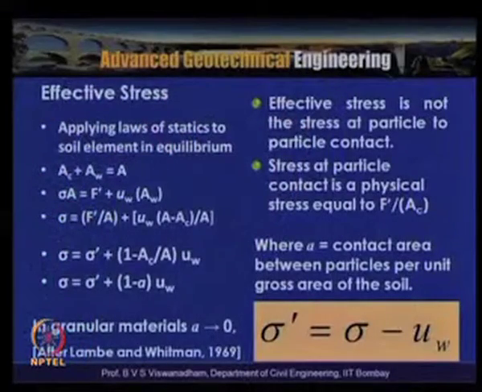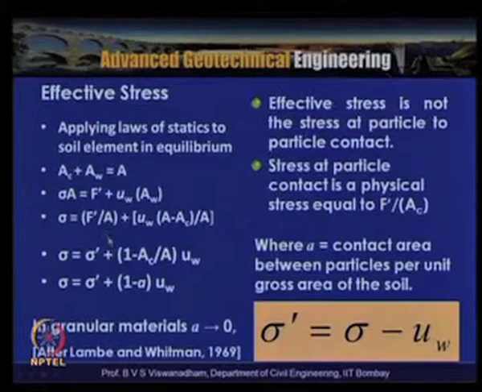In granular materials, because the contacts will be like minute contact points, like point contacts, a tends to be 0. In that case, sigma is equal to sigma dash plus UW. So, effective stress is not the stress at particle to particle contact, and the stress at particle contact is physically the stress equal to F dash by AC. AC is nothing but the area of the contact between the soil solids.